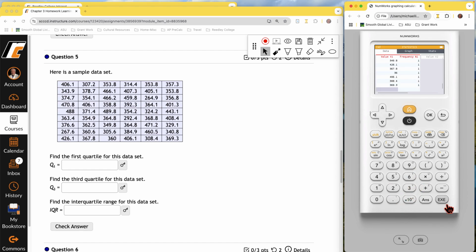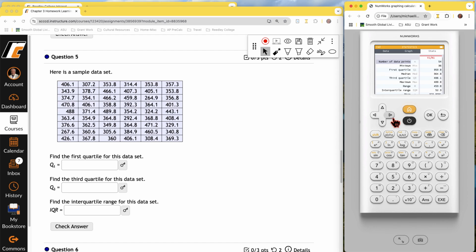369.3. I guess what would be nice is if they kept the total in here, but they don't. So I'm just going to say I'm kind of tired. I entered everything I could. Let's come to the top. We're going to go over to stats.